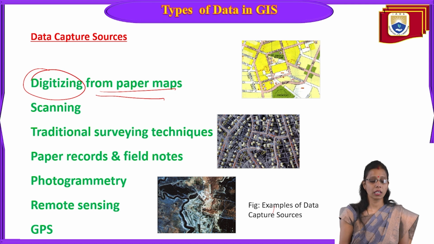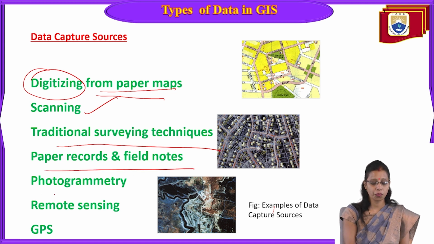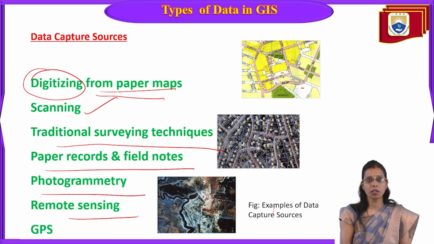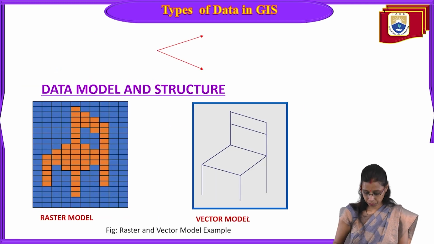So that will be discussed later. And through scanning, scanning is also one process. We can directly scan the map and convert the data to a digital format or to pixels. In traditional surveying techniques, we have paper records, field notes, photogrammetry, and remote sensing as usual. These are the important terms we have already discussed in the previous lectures. So directly we can get the digital data from these sources.